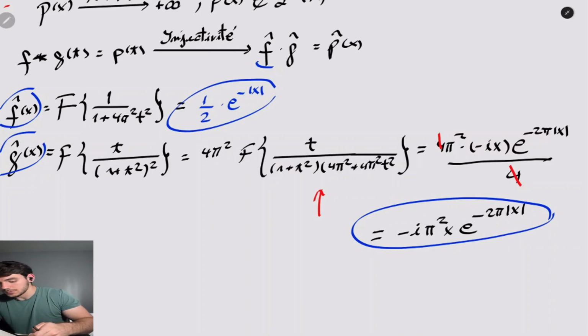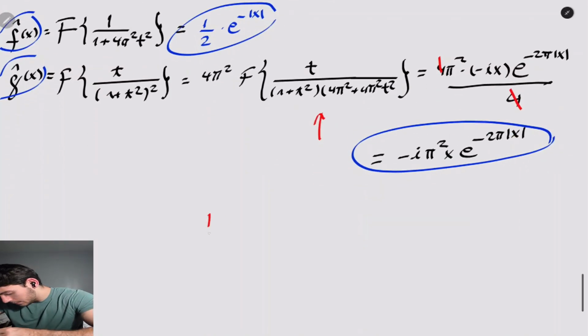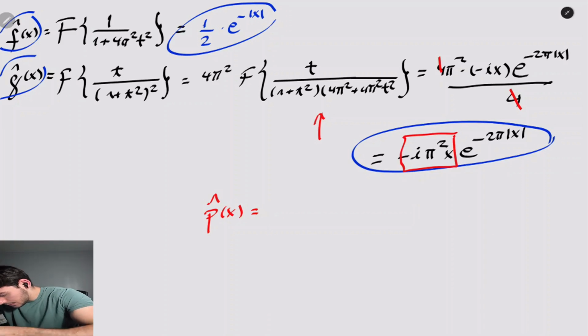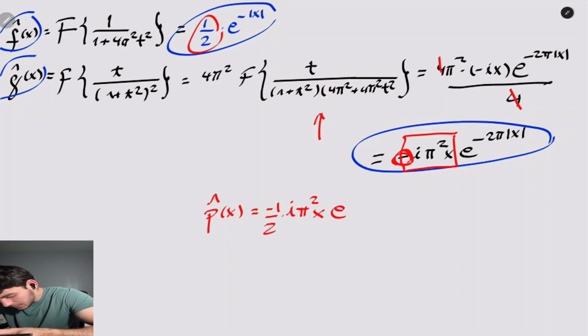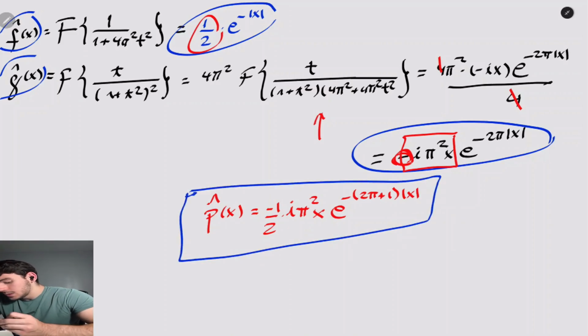All right, so now we can rewrite our p hat. So our p hat equals, let's pick the constants here, so one half. So it will be 1 divided by 2 times minus, actually, let's use this minus here, i pi squared x, and the exponential, we have a product, so let's sum the powers. So we'll have minus 2 pi plus 1 times modulus of x. So that's our final answer.